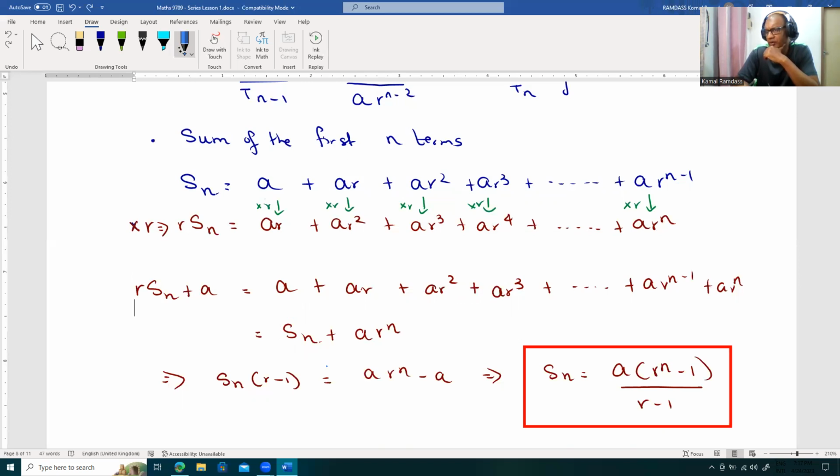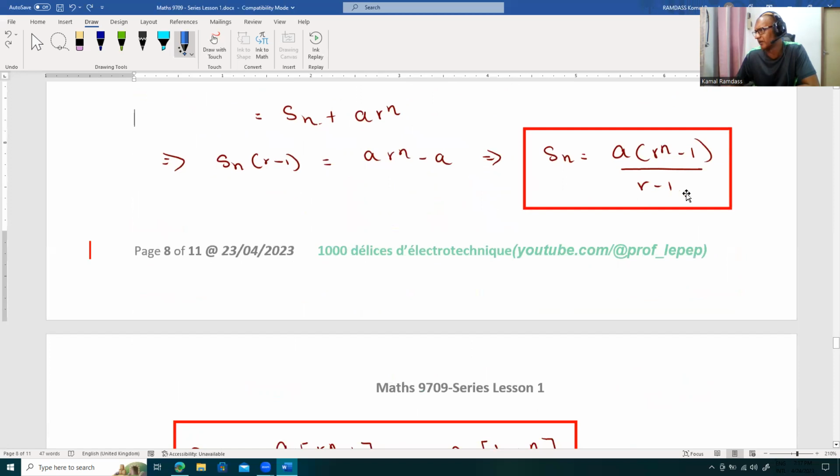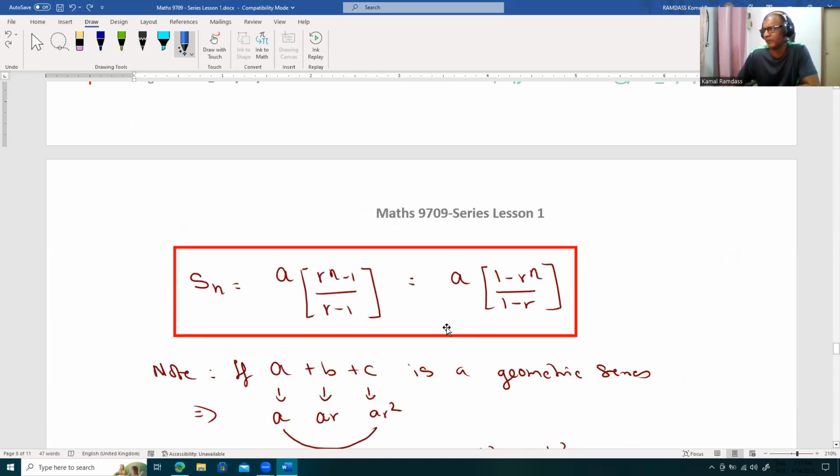And here, I take Sn, you see one side, Sn into R minus 1 is equal to ARN minus A, or Sn is equal to A into R^n minus 1 divided by R minus 1. We get a formula for the sum of the first n terms. Or, we are able to multiply by negative 1, and we get 1 minus R to the power of n divided by 1 minus R.